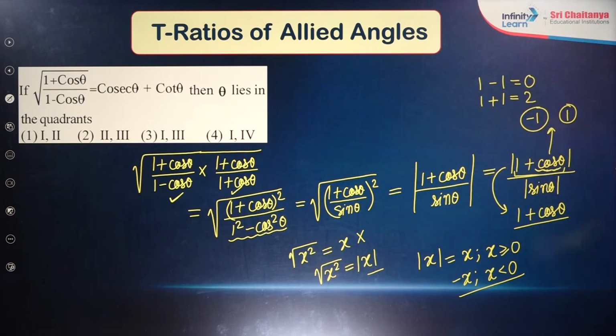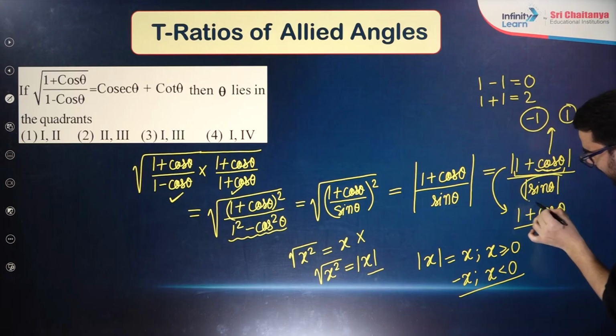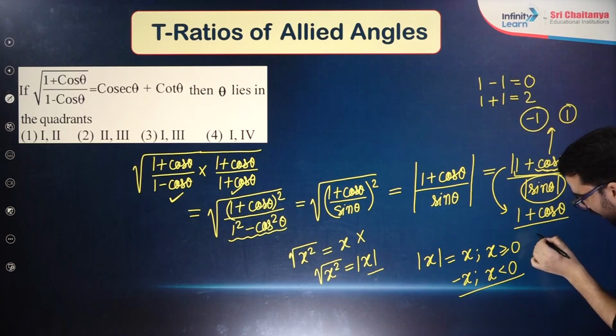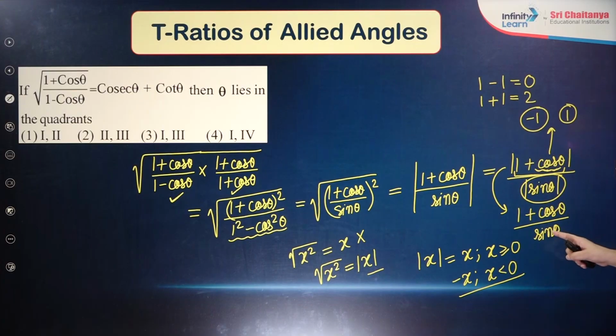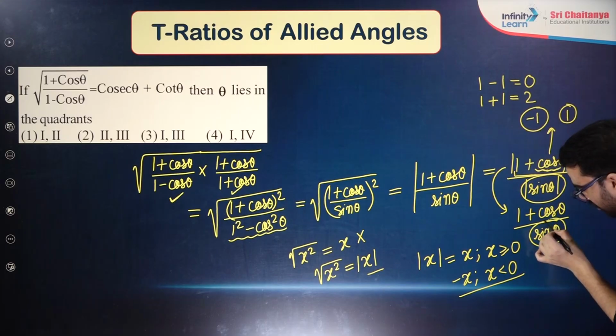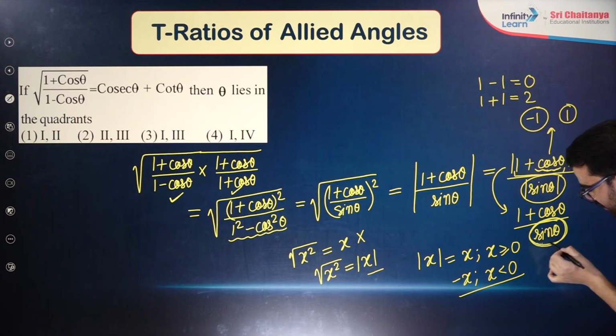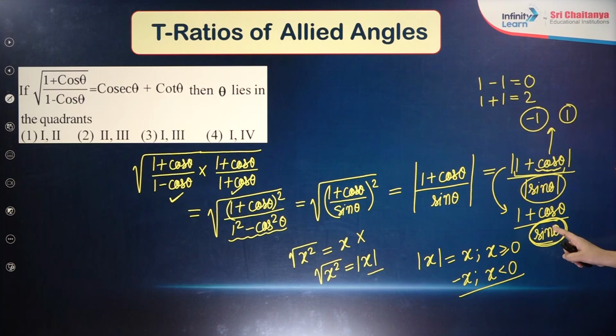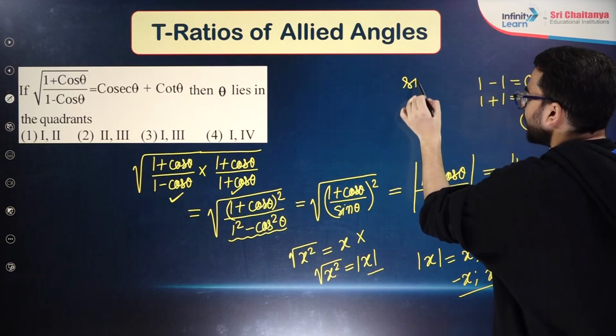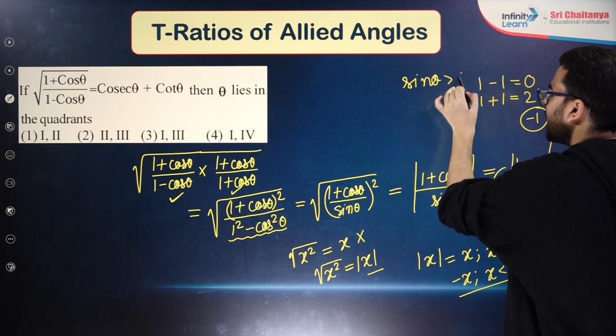But in the denominator, you see it is only sine. So it will open up equal to only sine theta when you know that sine theta is positive. See, the denominator can't be 0. So it will be equal to sine theta only when the denominator is positive. It means as per this question, sine theta is greater than 0.